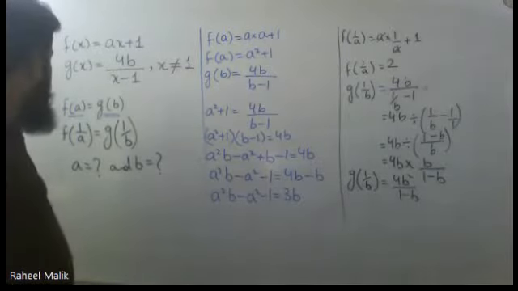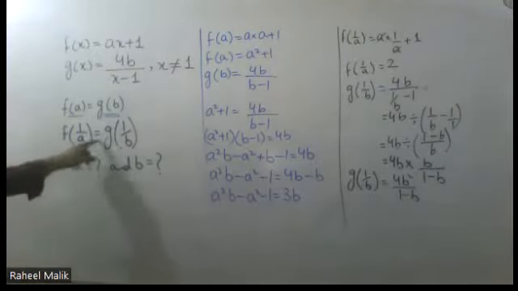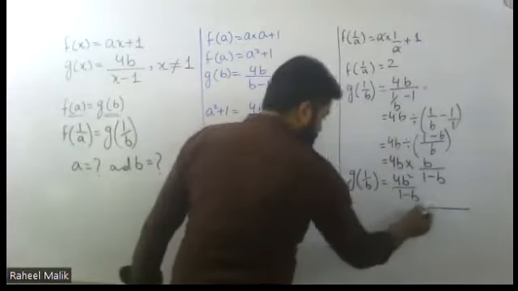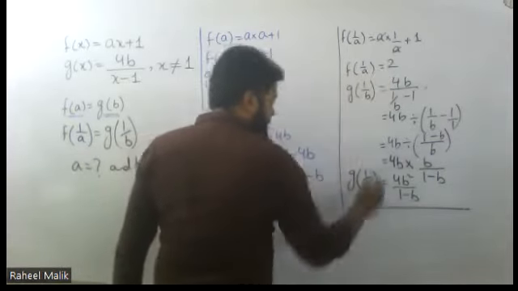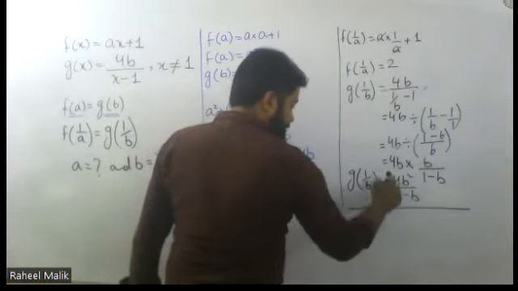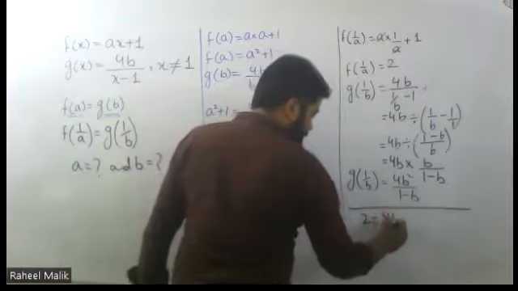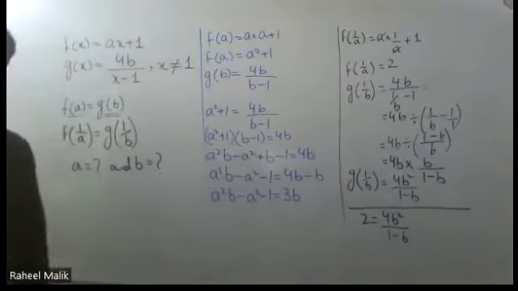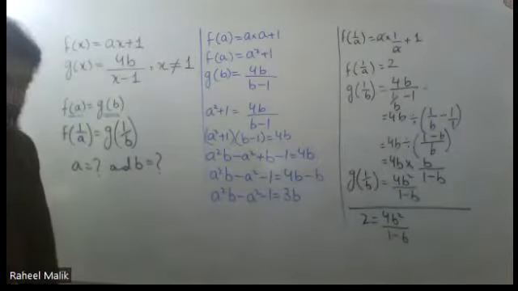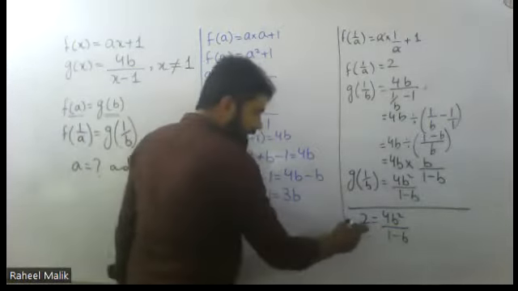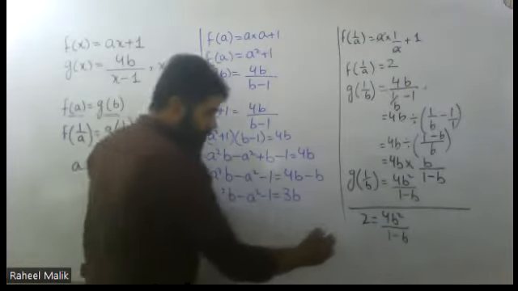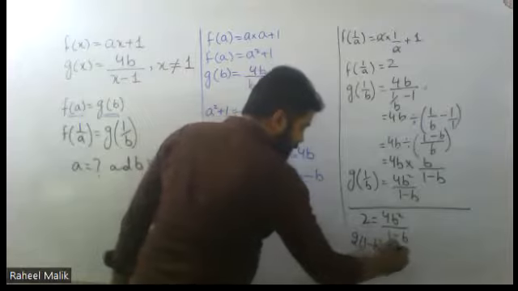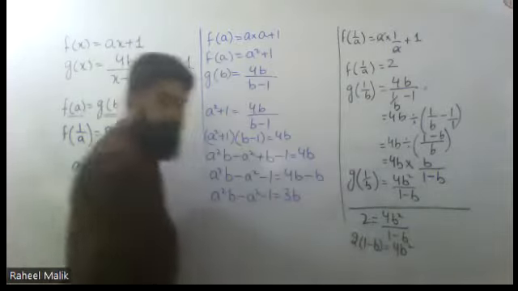Now, they have said that f of 1 over a equals g of 1 over b. So what will I do? f of 1 over a is coming 2. g of 1 over b is coming 4b square upon 1 minus b. So I will shift 1 minus b over here. So 2 multiplied by 1 minus b equals 4b square.